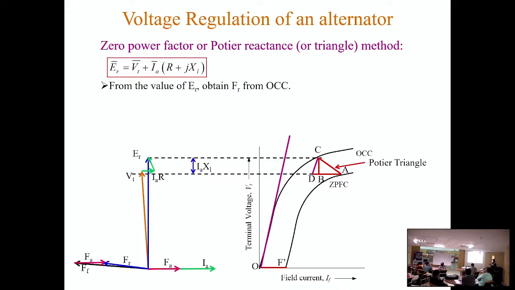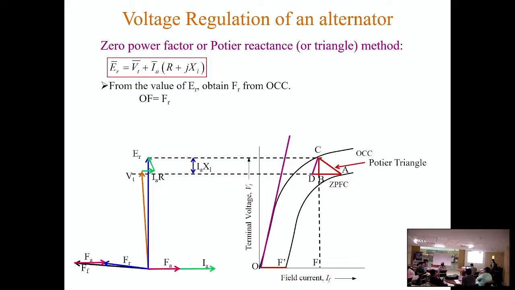The process is same. Just we have to find the ER value in this voltage axis, and then draw one horizontal line that will intersect OCC at some point, and drop one vertical line on the field current axis. You will get the corresponding FR. Same process. So either you know FR or ER, you will get the corresponding value. If ER is known, you can find FR. If FR is known, you can get ER using OCC. So that is your FR.